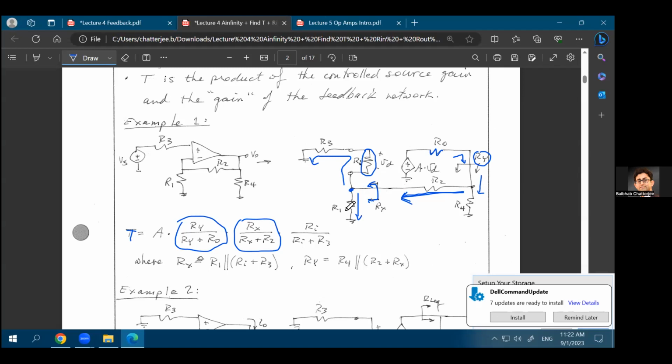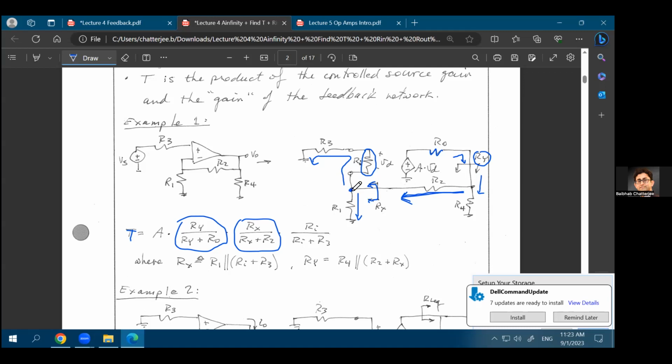What is my feedback factor? How much voltage am I getting back at the input of the op amp from the output? That's all you are interested in. So now you have two parallel paths again. One is R1, the other one has R in and R3. Which part are you interested in? You are interested in R in and R3.